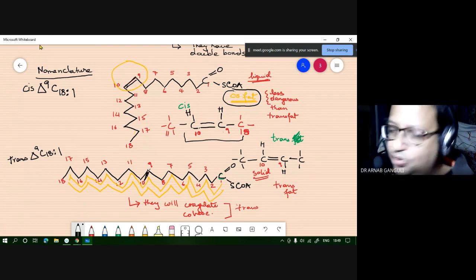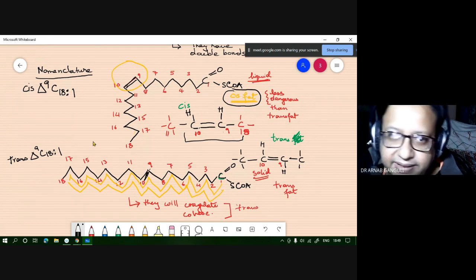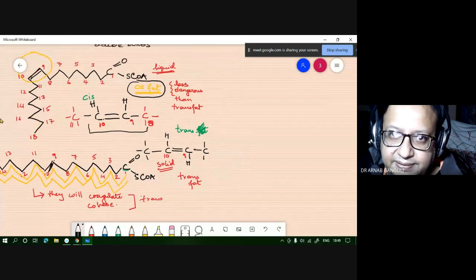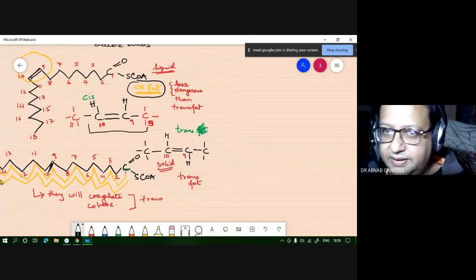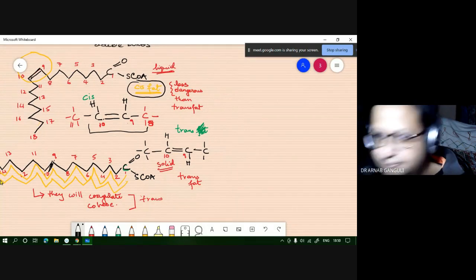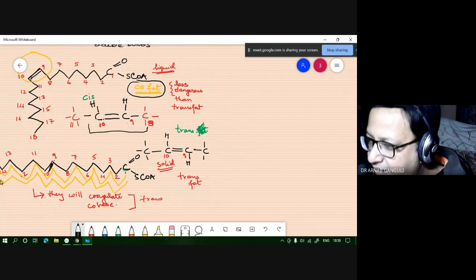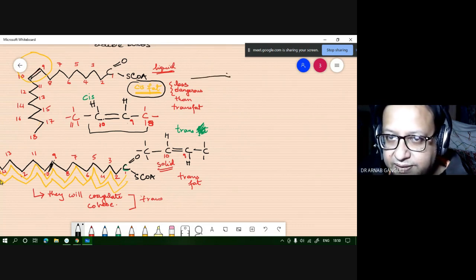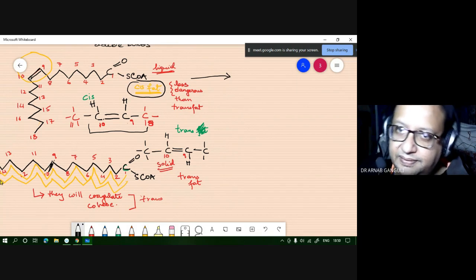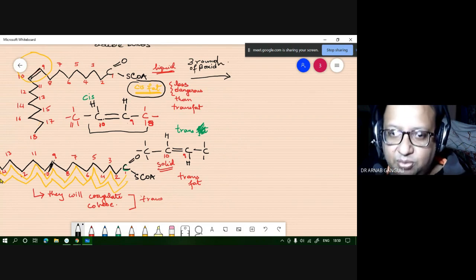Now let us go to the beta oxidation of this. Let's start with the trans fat only. Three rounds of beta oxidation take place for this. So what is eliminated?